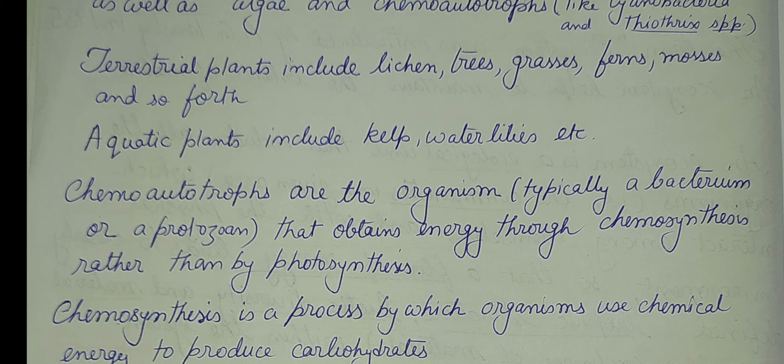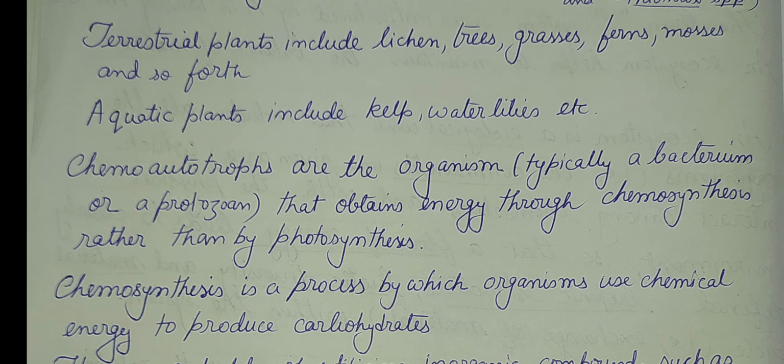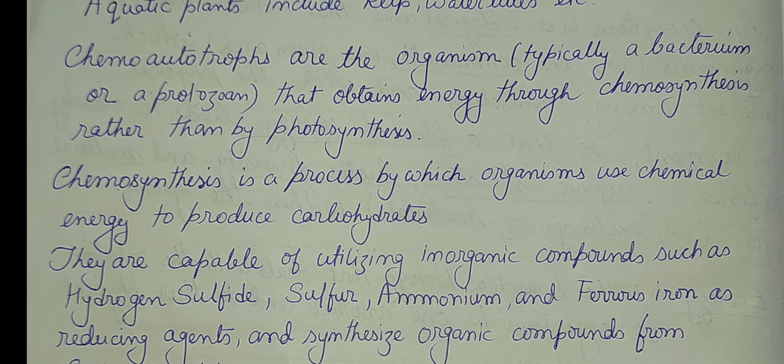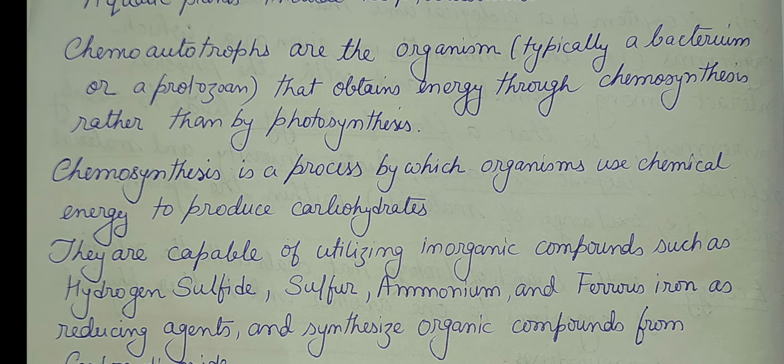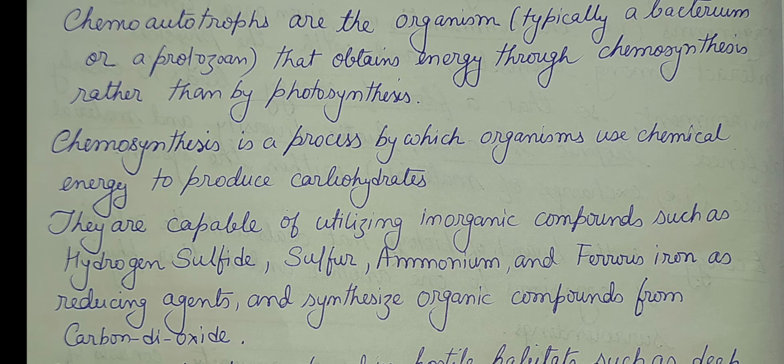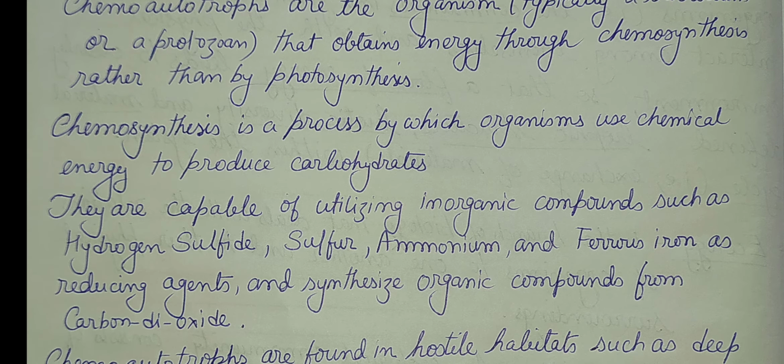Chemosynthesis is a process by which organisms use chemical energy to produce carbohydrates. They are not using solar energy. Okay, so how do they do that? These chemoautotrophs are capable of utilizing inorganic compounds like hydrogen sulfide, sulfur, ammonium, and ferrous iron. They use them as reducing agents, addition of electron or proton to make them reduced, and then they synthesize organic compounds from carbon dioxide.